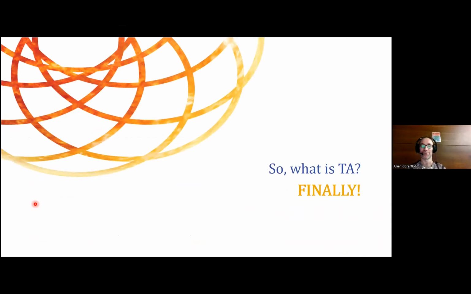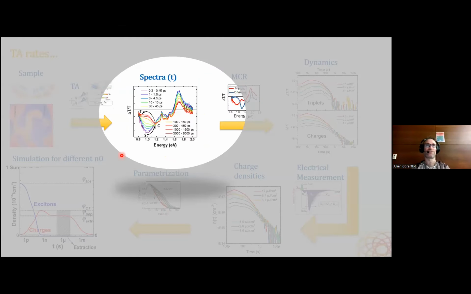So I hope by now you know how powerful TA can be if it's used the right way. So now I'm finally going to talk about what TA is, just a bit, for about 5 minutes. I told you this is the result of transient absorption, so some spectra. So where does it come from?